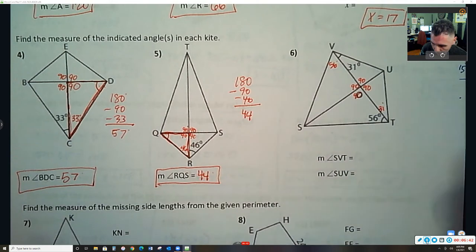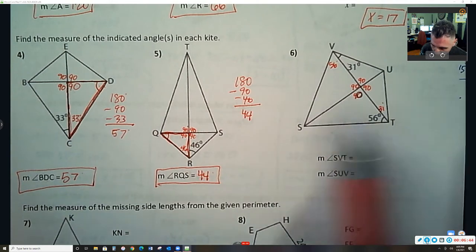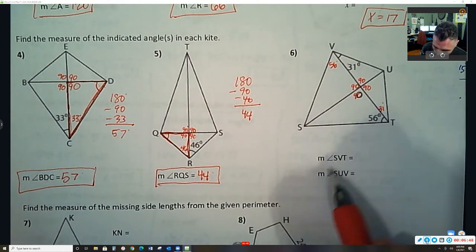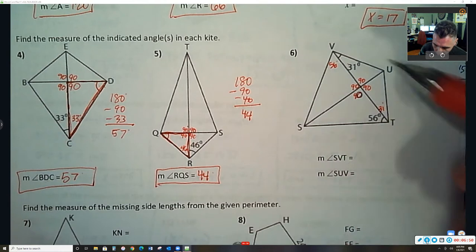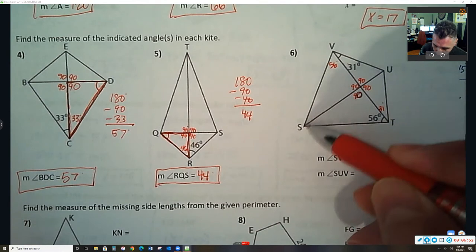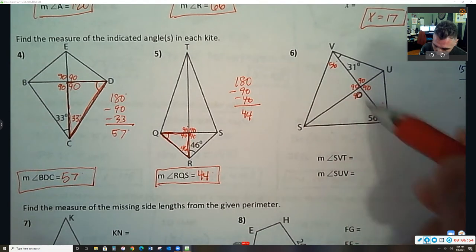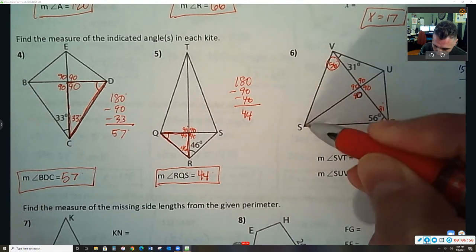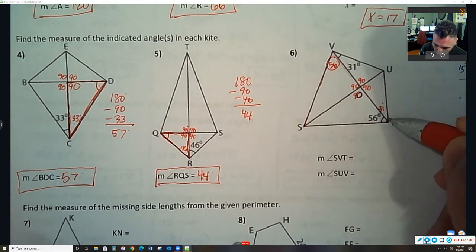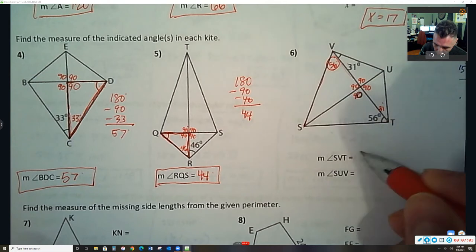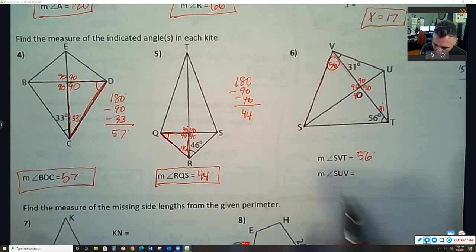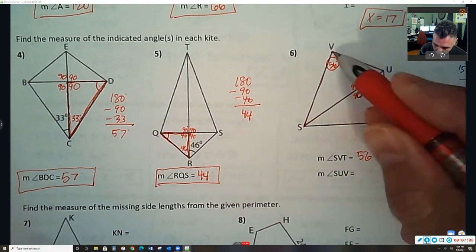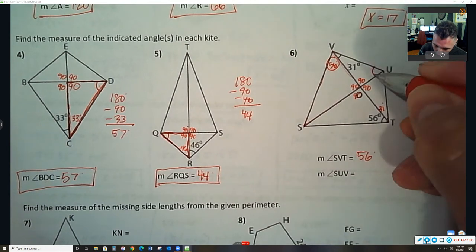And there is more information I could find, but I'm going to go ahead and start looking for my angle measures. So let's look for SVT. SVT is here. Here's SVT. So SVT is this angle. Again, SVT. So that's 56. I found that one. And the other one is SUV. SUV. Well, that's referring to this angle.